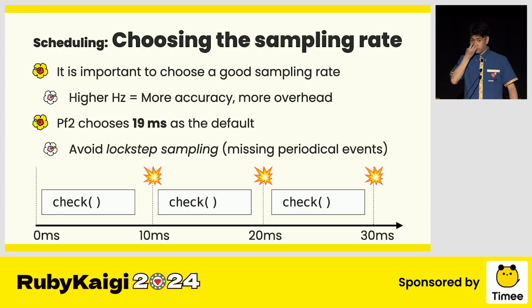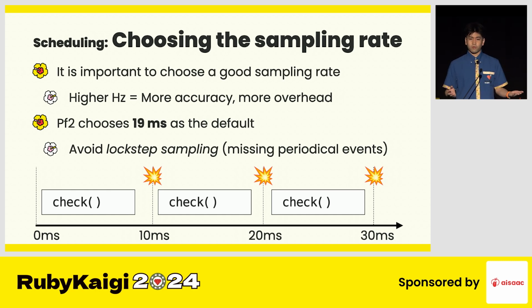So let's go back to the basics. Choosing the right sampling rate is very important for a sampling profiler. Of course, if we increase the sampling rate, we get more information, so we have more accuracy, and that means we have more overhead. PF2 chooses 19 milliseconds as the default. This kind of weird number, 19, why not 10 or 100 or 20?